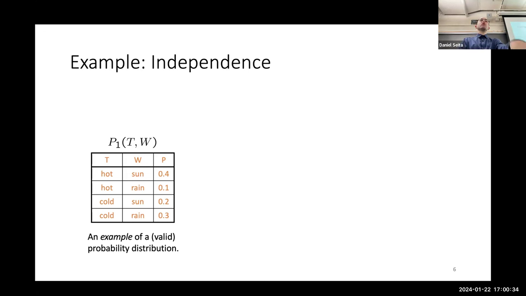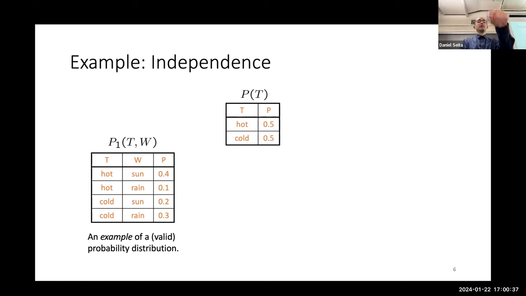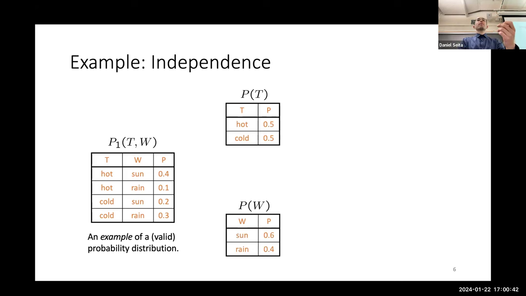Now, if you marginalize it, you'll be able to deduce the probability of the temperature and the probability of the weather. Does everyone see how you get to these two tables from the first one? It's straightforward marginalization of the random variable. So one question is, if you're given this, are T and W independent? I'll give you a second to think about it.